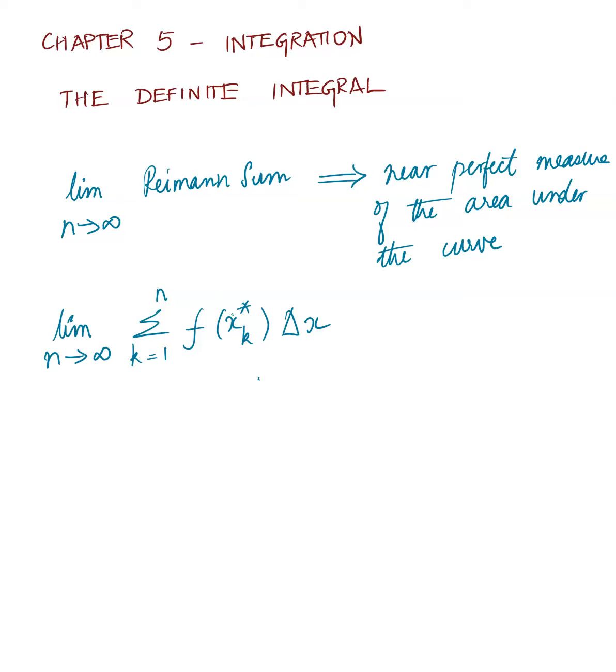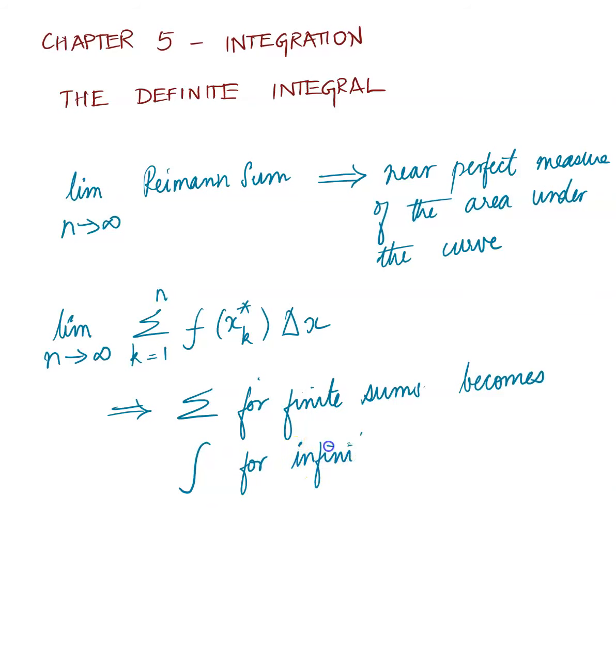All right, so this means the summation you see here for finite sums becomes the integral symbol. Remember, integral, the way we defined it, was the collection of all antiderivatives. So this is all possibilities. This is for all possible. So this integral symbol then becomes the symbol for an infinitesimal sum.